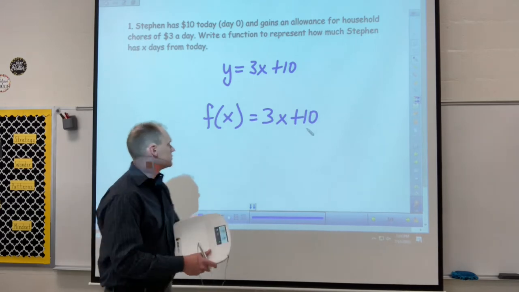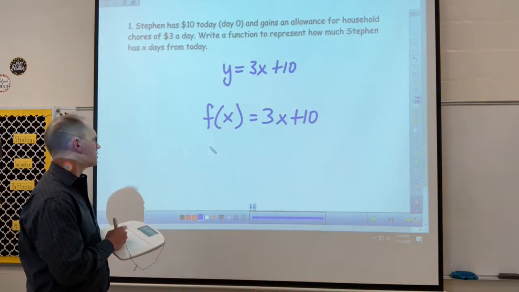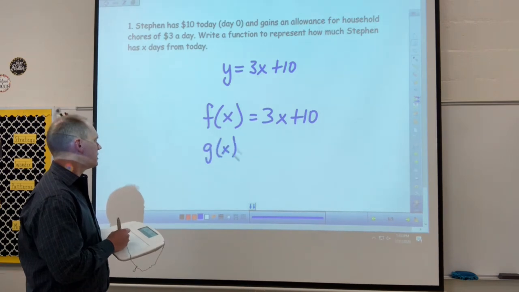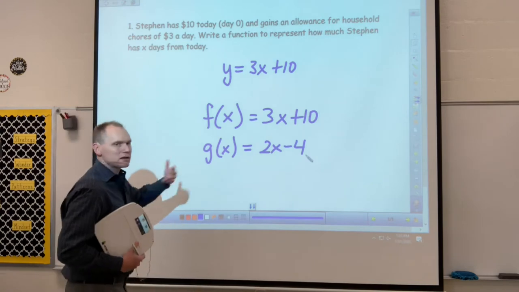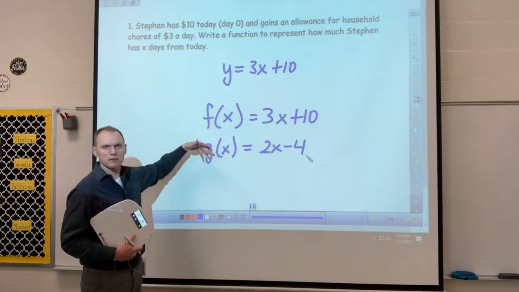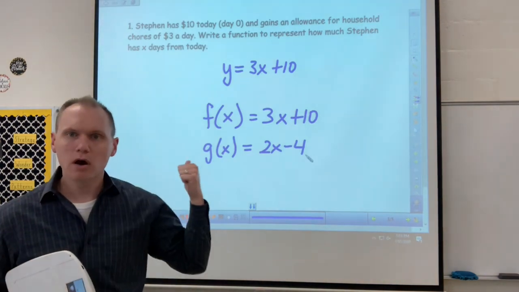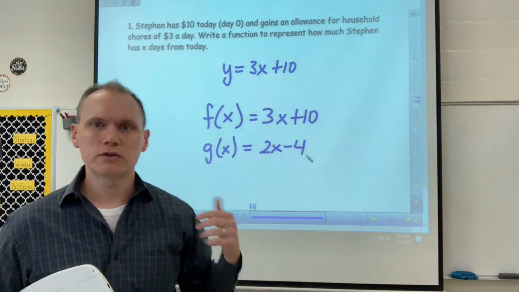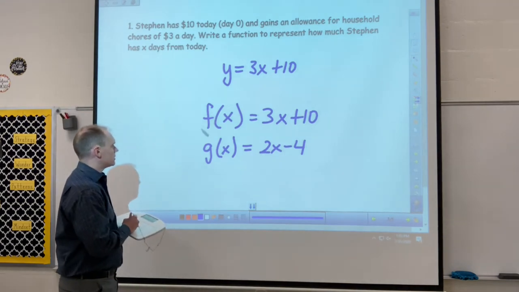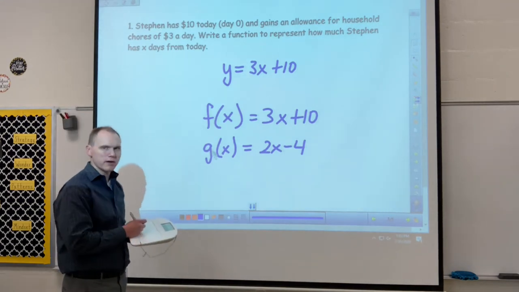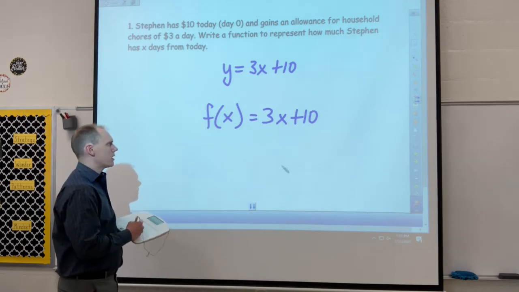Okay? So that allows us to work with multiple functions. So let's say I had another function, g of x equals 2x minus 4, for example. I can talk about these functions and you know which one I'm talking about. So if I refer to f of x, you know I'm talking about the first one. All right, so I can name functions using that notation there. So I can name f of x, g of x, h of x, really anything in that way.